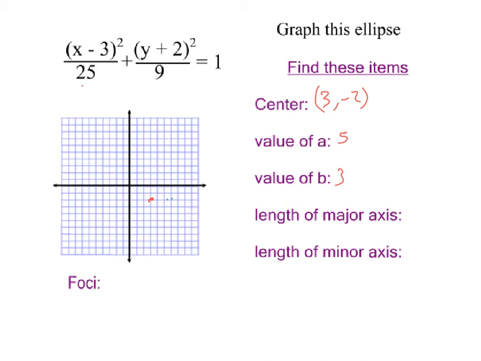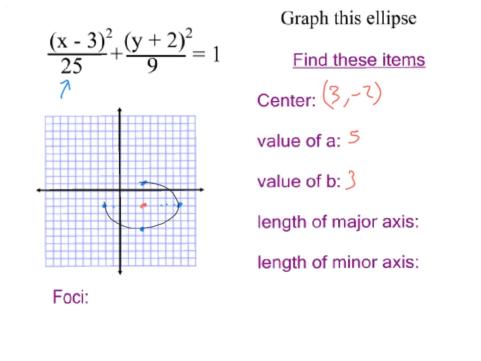So 1, 2, 3, 4, 5. That's one of the vertices. I just went 5 away in the x direction, because 25 was under the x, and then 3 away in the y direction. And then we have the ellipse there. I had to zoom in to draw that. So the length of the major axis, we know it's just double the radius, the diameter basically. So the major axis in this case is 10, and the minor then is 6.